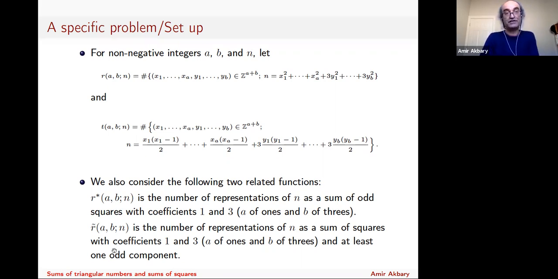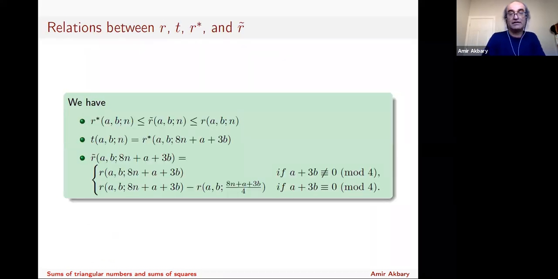So four functions I defined, R, R star, R tilde, and T, and there are relations between them. The next slide summarizes these relations. R star is less than or equal to R tilde, which is less than or equal to R. In R star, we have the most restrictions, as we described before. The number of ways that we can write n as a sum of triangular numbers is going to be R star of 8n plus a plus 3b, the number of ways that we can write 8n plus a plus 3b as a sum of a and b odd squares.